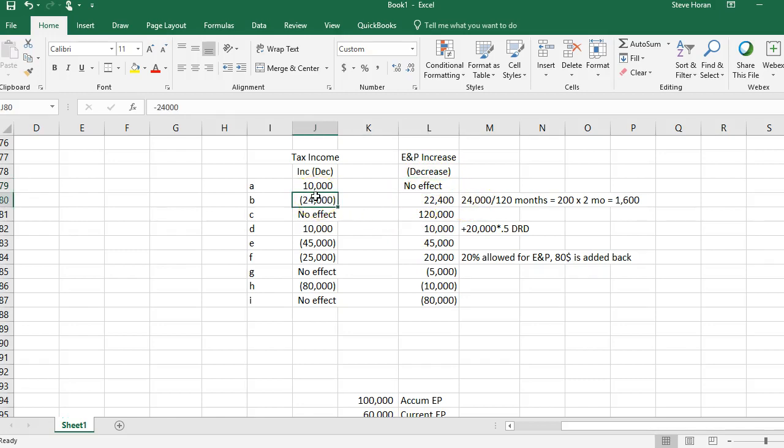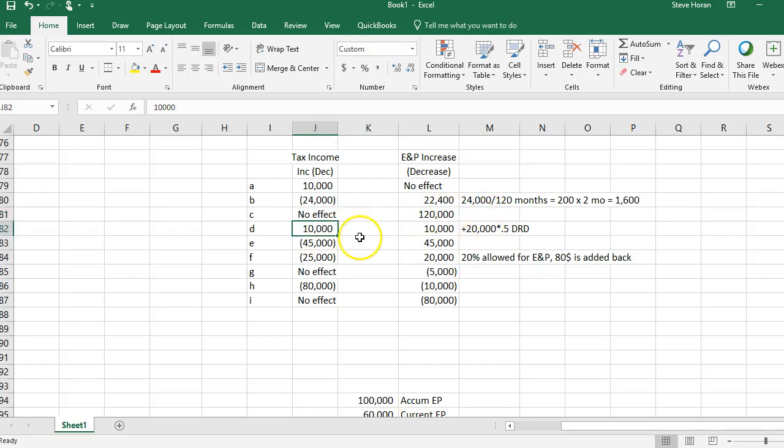Letter B is mining exploration costs incurred on May 1 of the current year, 24,000 deductible from current year income. So we have the 24,000 minus. And then for the E&P increase, there's a rule here that it can only be done over 120 months. So we take 24,000 divided by 120, get 200 a month, and then times 2 months for 16. So the difference between 1,600 and 24,000 is 22.4. Letter C is sale of equipment to unrelated third party for 240, basis of 120, and you can see no effect here. But then the difference between 240 and 120 is obviously 120 for here.